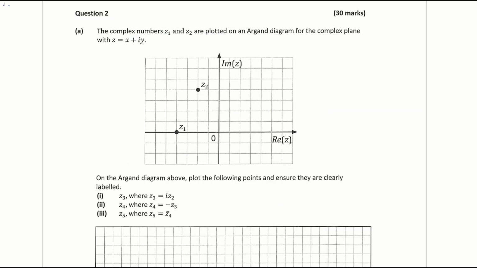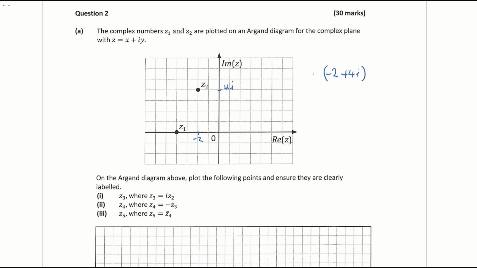So question 2a, the complex numbers z1 and z2 are plotted on the Argand diagram for the complex plane with z equal to x plus iy. On the Argand diagram above, plot the following points and ensure they're clearly labelled. So z3. z3 is found by multiplying z2 by i. Now let's just assume that z2 is back 2 units on the real and up 4 on the imaginary. So the complex number there could be something like minus 2 plus 4i.